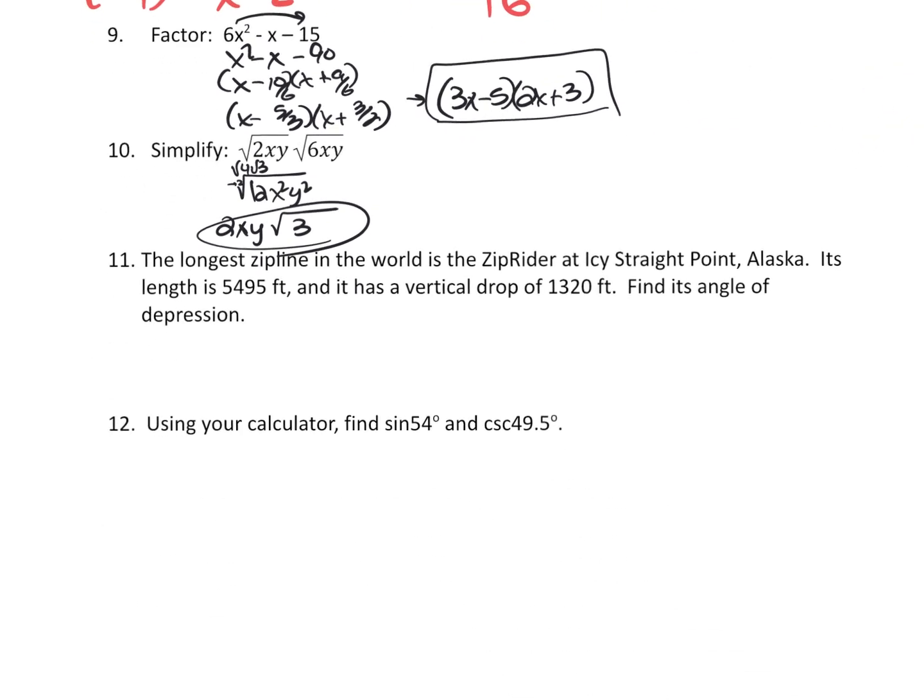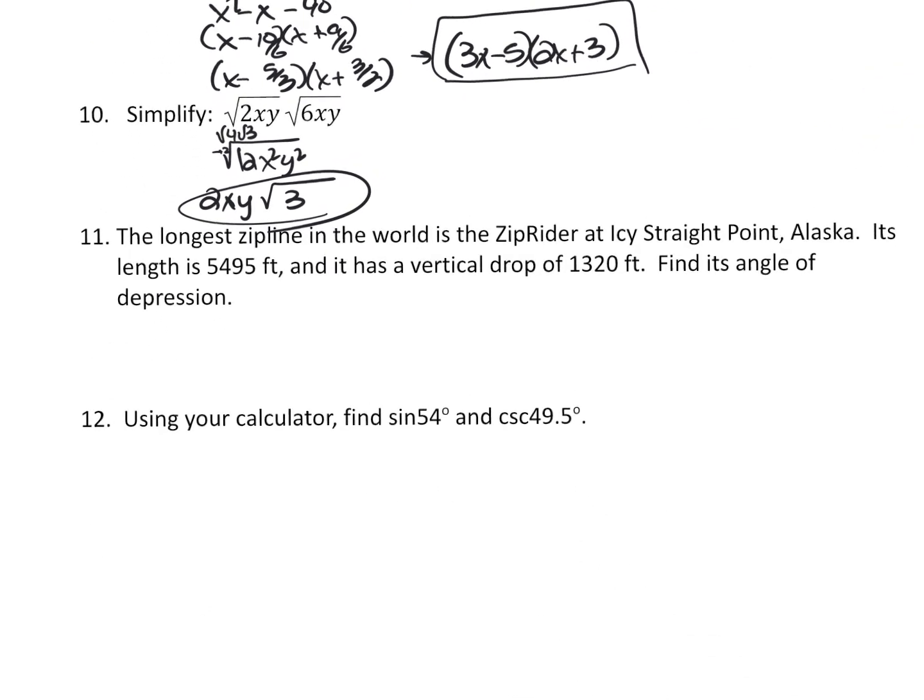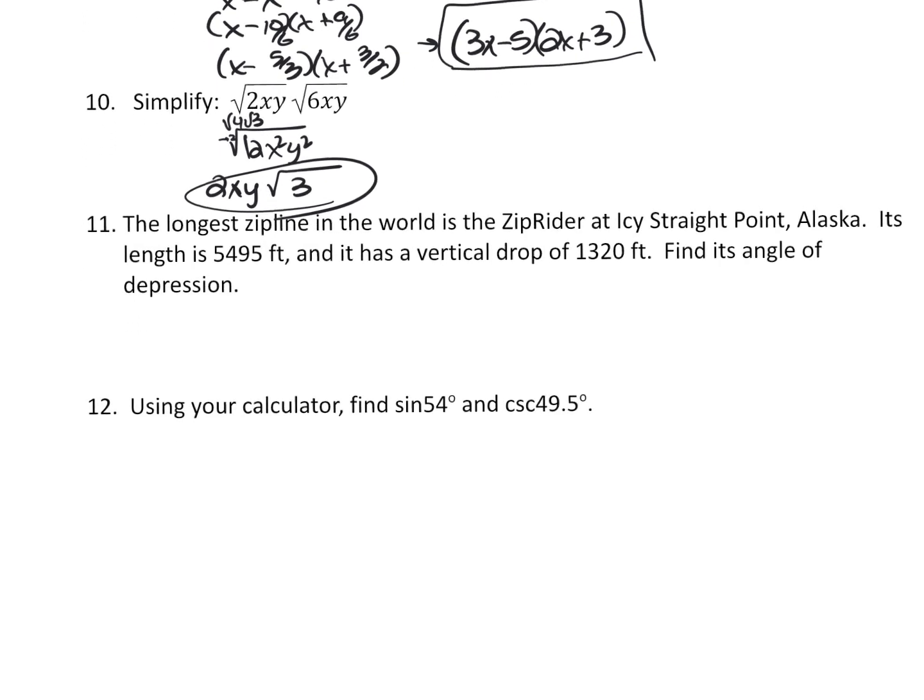Number 11, the old zip line problem again. The longest zip line in the world is the Zip Rider at Icy Strait Point, Alaska. Its length is 54.95 feet and it has a vertical drop of 13.20 feet. Find its angle of depression. Remember, we always say elevation. You know this is going to be right triangles, so we'll go ahead and draw the right triangle. See what we got here. First of all, it says the zip line is 54.95, which is the hypotenuse. That's how zip lines go, they go diagonal.